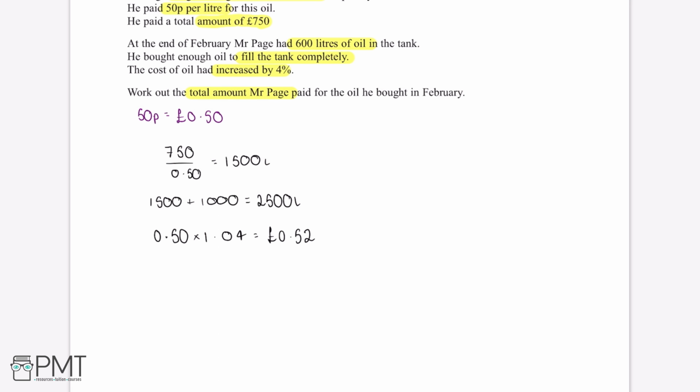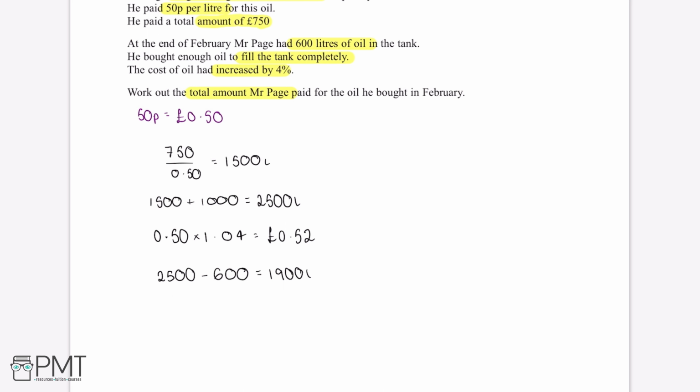So now the next thing we can work out is how many litres of oil he would have needed to put into his tank to fill the tank completely. So if the tank can hold 2,500 litres, and at the end of February Mr. Page has 600 litres of oil remaining, then the amount of oil he'll need to put in his tank will be 2,500 minus 600 litres. And this gives us an answer of 1,900 litres.